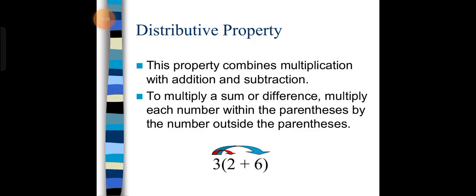Now, what we need to do is to multiply a sum or difference. Here we need to multiply the sum or difference. So, what we need to do is multiply the number within the parenthesis with the number outside the parenthesis. Here you can see that we get 3(2 + 6).